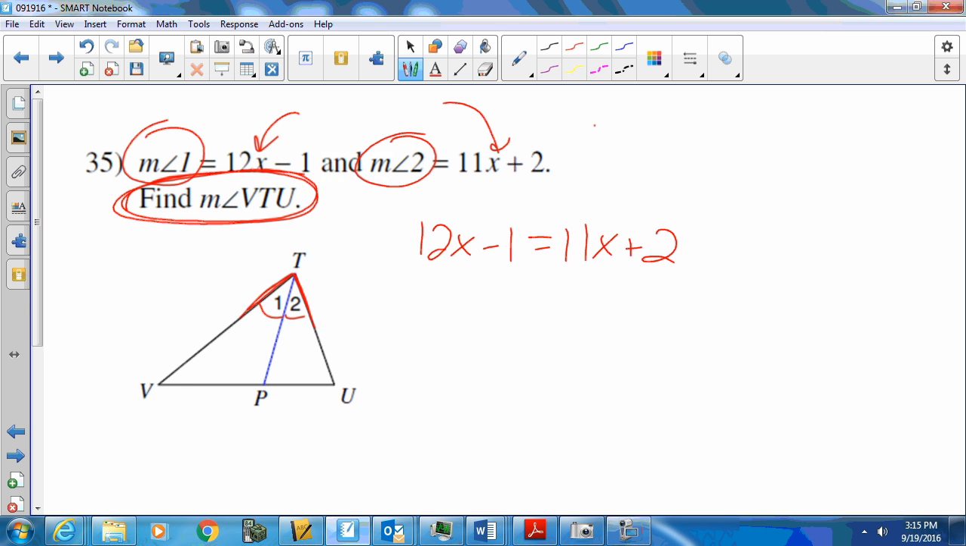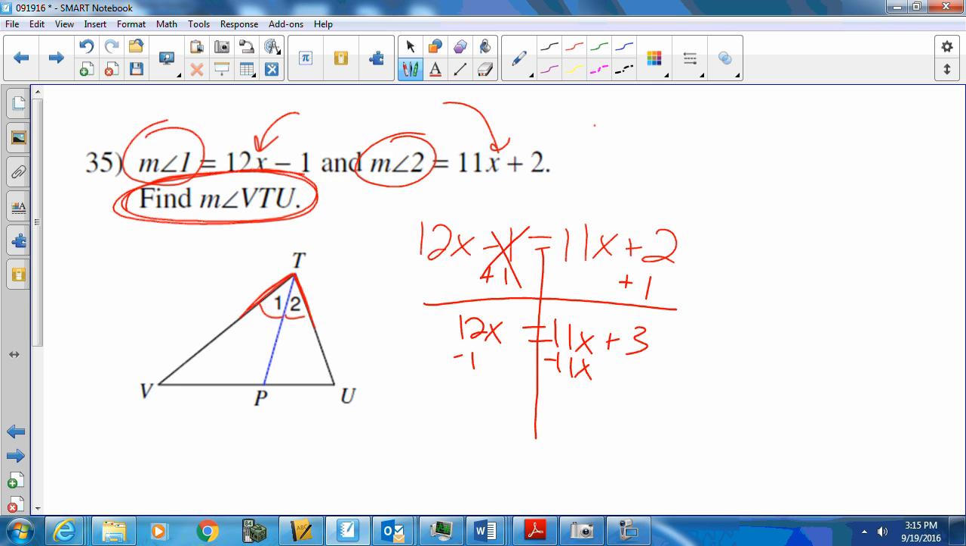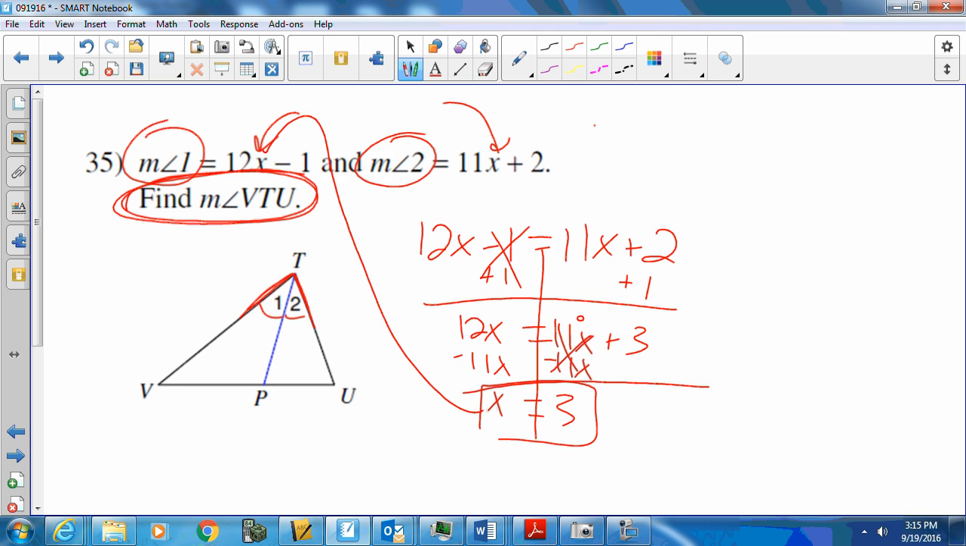All right, so I'm going to draw my line. Plus 1, and then 12x is equal to 11x plus 3. Subtract 11x. X is equal to 3. All right? Now, we have what x is equal to. What we're going to do is now plug it in here, get each of those angles.